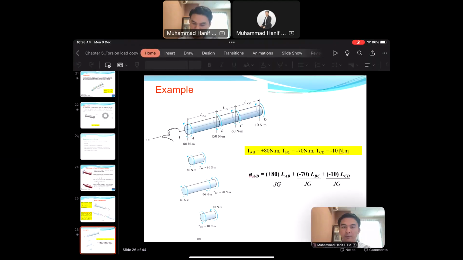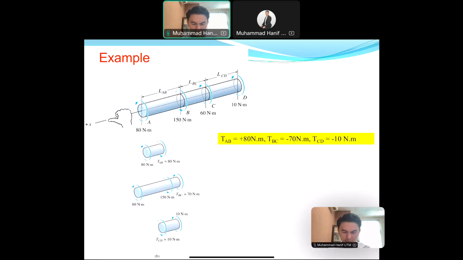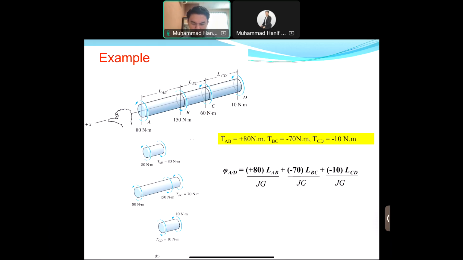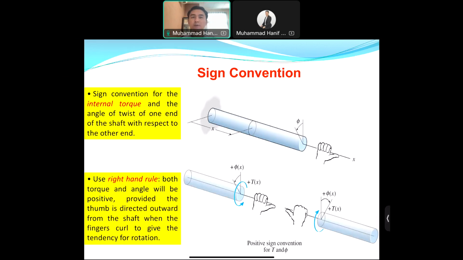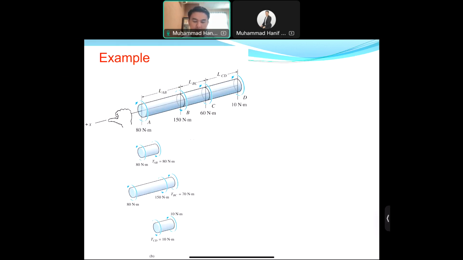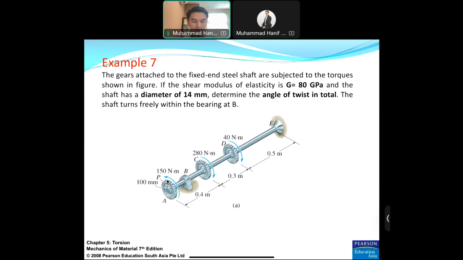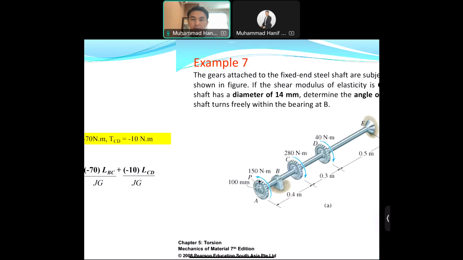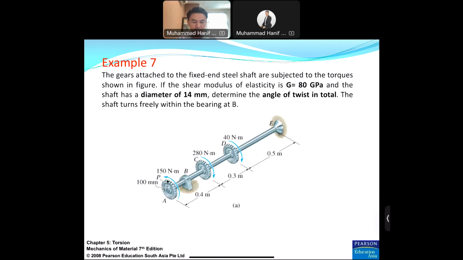All right, so this time we stop here. Example on how we can find the internal torsional load for each segment, and we use the right hand rule sign convention to determine the direction, either negative or positive. All right, so for this video we are going to cover example 7. Okay, let's do it.